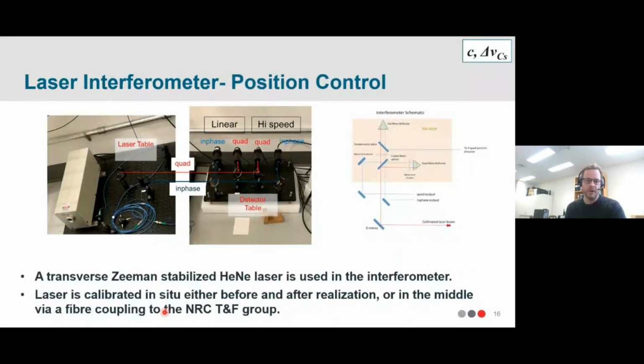And so practically the way we do this is we have our interferometer, which is a transverse Zeeman stabilized HeNe laser. And we have this calibrated in situ by our time and frequency group. So we have a bit of a split here with a fiber optic cable that runs to our time and frequency division. So this gets calibrated before and after our realization experiment. It doesn't shift by a lot, but it's enough to be bigger than 10 parts in 10 to the 8 sometimes. And then here's a little bit of the picture of the detectors that we use. I won't describe that too much here.